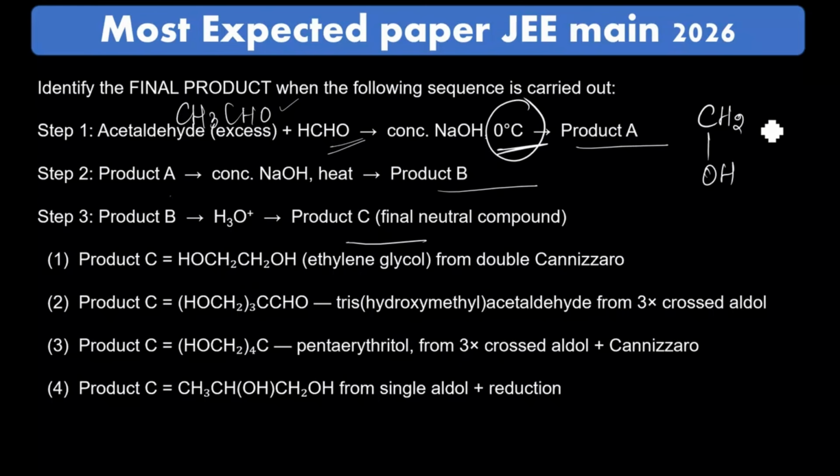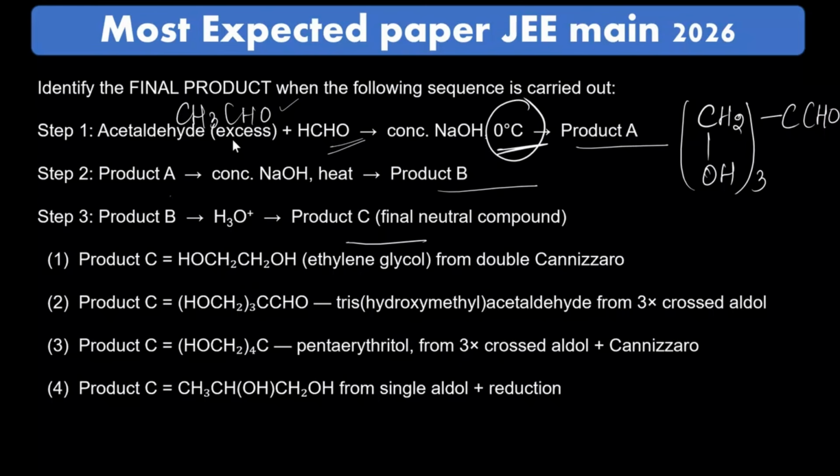CH2OH with C(CH2OH)4. Okay, so that is our product A. Product A with concentrated NaOH. You can understand the product A, right? If that is not clear, please let us know. And product A with concentrated NaOH.